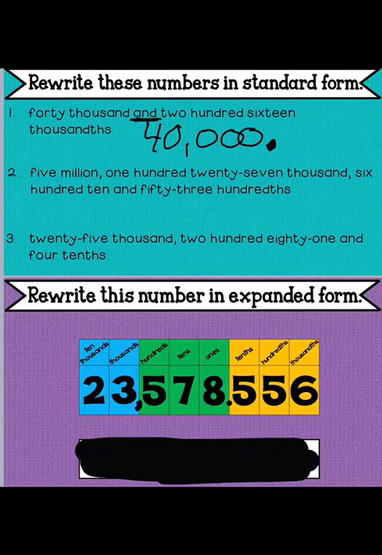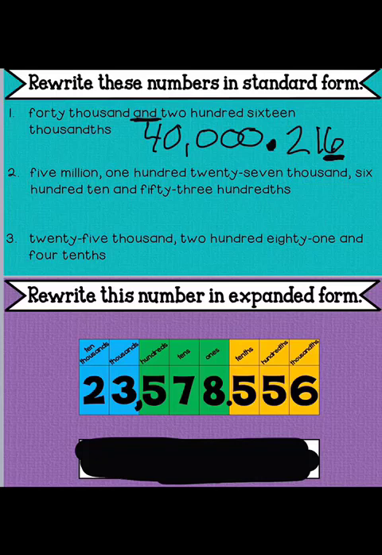After that, it's 216 thousandths. So I'm going to write 216, and the last number is in the thousandths place, which makes this number correct. It's 40,000 and 216 thousandths.